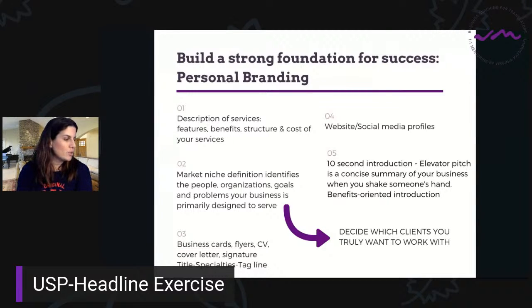Is that clear up to now? Because I want to go to the next slide. Let me know if you have any more questions about those 5 steps. Those are branding items: a website is one branding item, social media profiles are another, the 10-second introduction, the elevator pitch, is another personal branding item. Business cards, flyers, CV, cover letter, and signature are also branding items, plus the description of services, the features, and the benefits are also part of our personal branding.